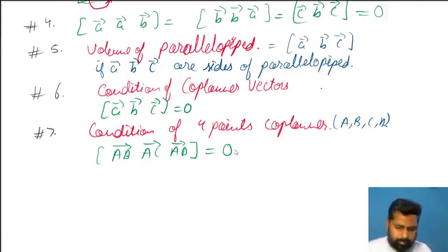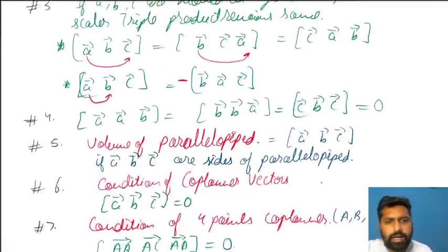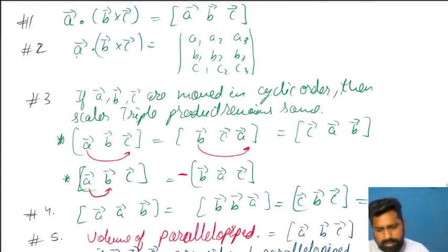These are all the conditions related to coplanar vectors and coplanar points. Most of it will be discussed in 3D. Right now these conditions should be clear, and how to calculate the scalar triple product is much more relevant here.